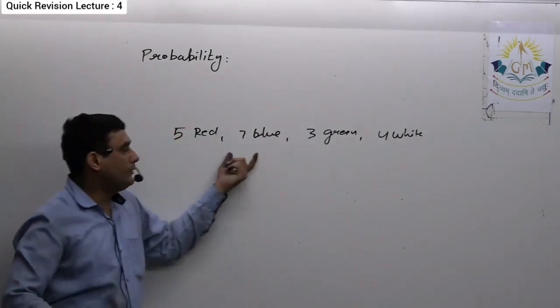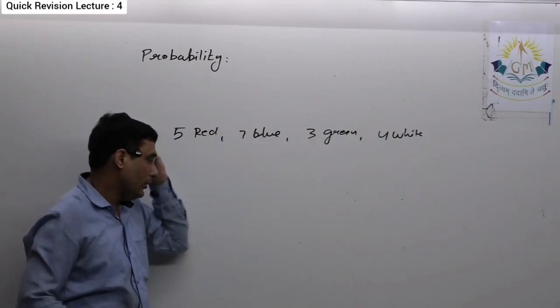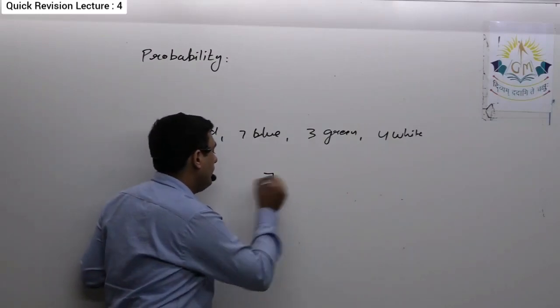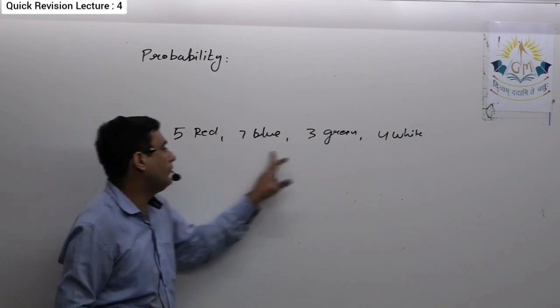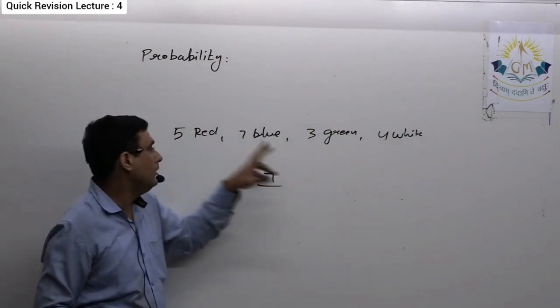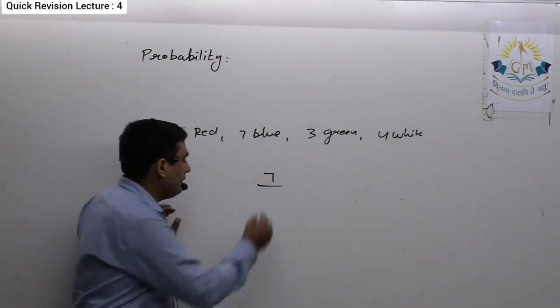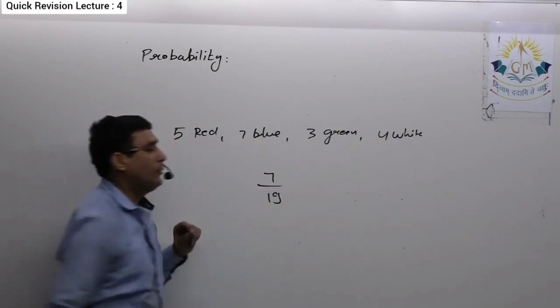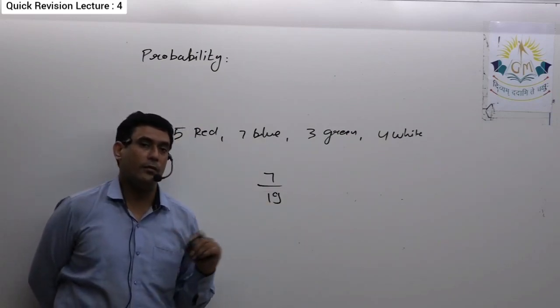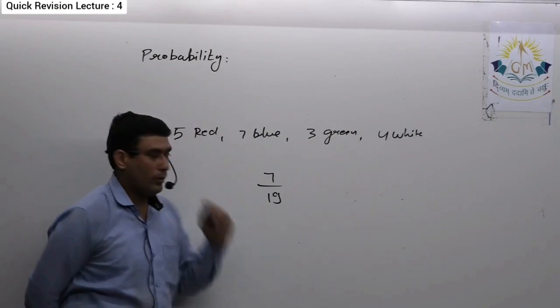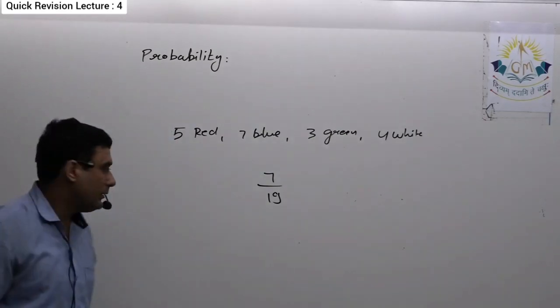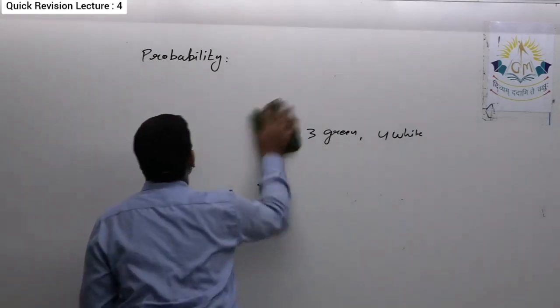Okay, what is the probability of getting a blue ball? So the probability of getting a blue ball will be 7 upon the sum of these. How many balls are in the bag? So 7 plus 3 is 10, and 5 plus 4 is 19. So 7 upon 19 is the probability of getting a blue ball. Okay, so this type of question you may get in the exam.